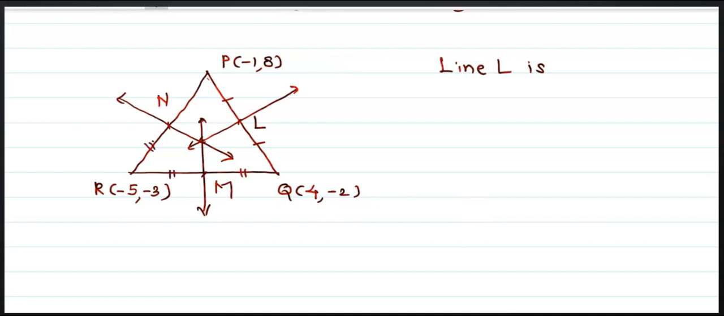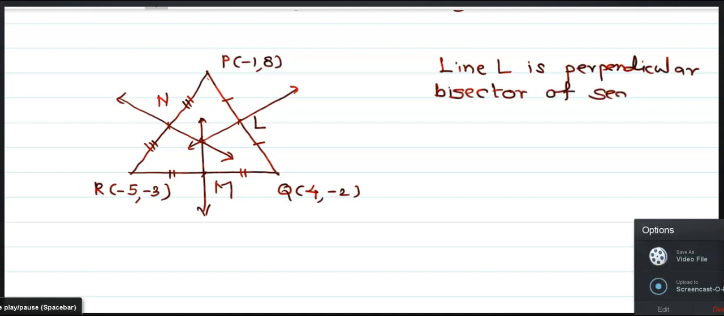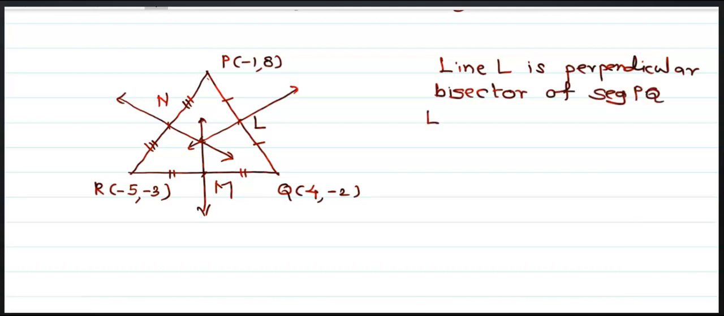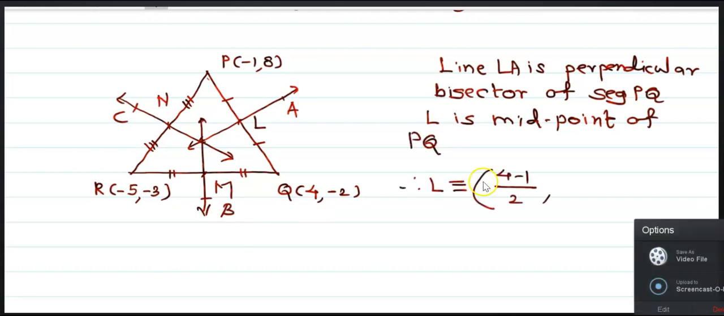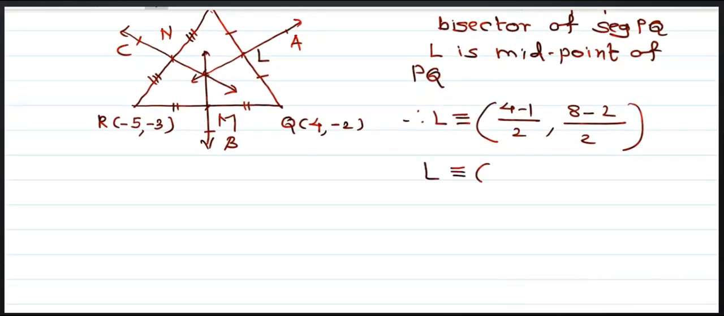Now the line L is a perpendicular bisector. The line is the perpendicular bisector of segment PQ. L is the midpoint of PQ. Therefore, the coordinates of L are (4 - 1)/2 and (-2 + 8)/2. See this? That is, L is (3/2, 3).